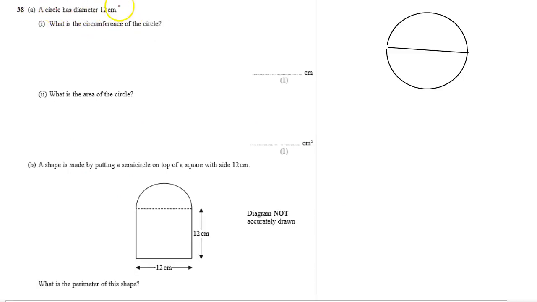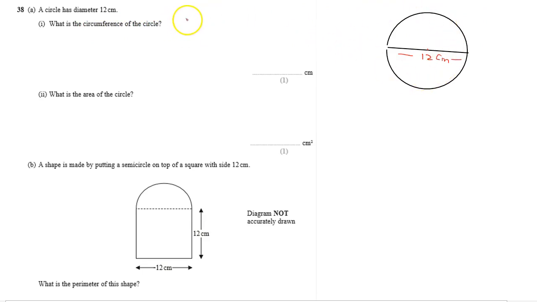Question number 38. A circle has a diameter of 12 centimeters. So this is a diameter, this is the center, and this one is 12 centimeters. This is the diameter, which is passing through the center and ending on the circumference. So what is the circumference of this circle?